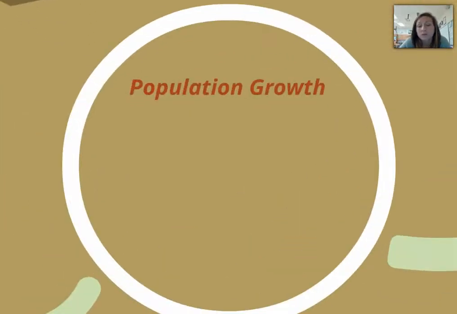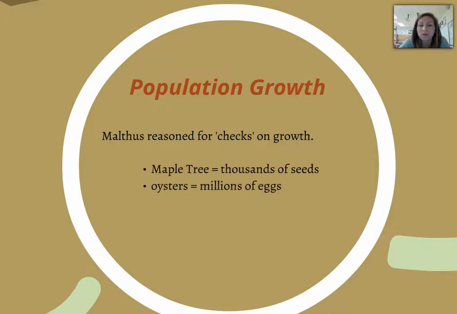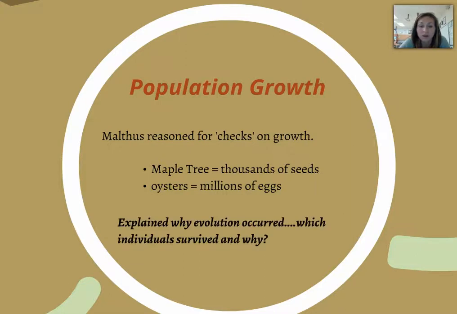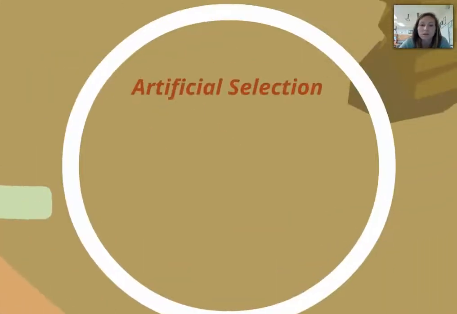Population growth was also a concern when Darwin was proposing his theory of evolution, and Malthus kind of helped him out with this and said there are reasons for checks on growth. For example, maple trees make thousands of seeds, but they don't all grow. Oysters make millions of eggs, but you don't have them all hatching. And this could explain why evolution occurred. But Darwin still had to think about why some survive and why some do not. So that continues to build on our ideas.